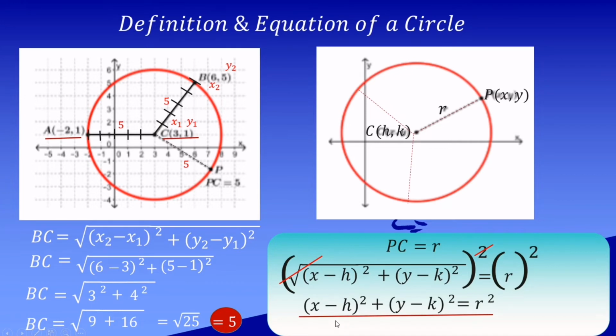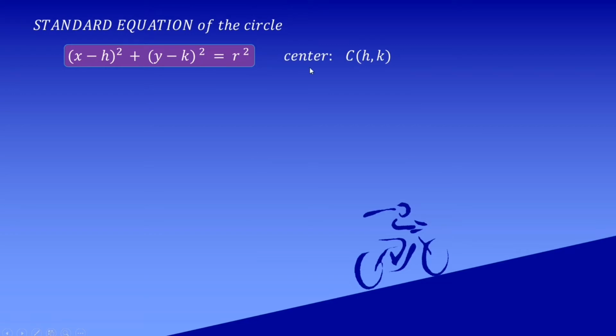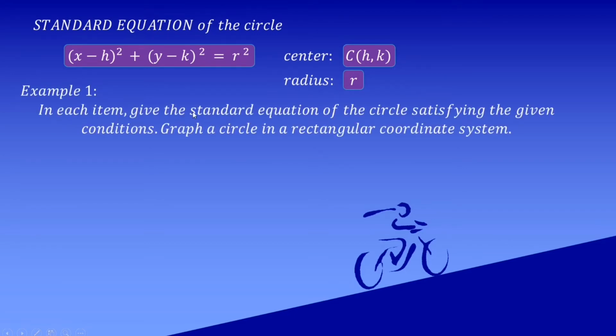Okay, ito yung ating standard equation of a circle with the center (h, k) and radius r. So we have example number 1. Give the standard equation of a circle satisfying the given conditions, then graph the circle in a rectangular coordinate system. Number 1, center at the origin, radius 4.